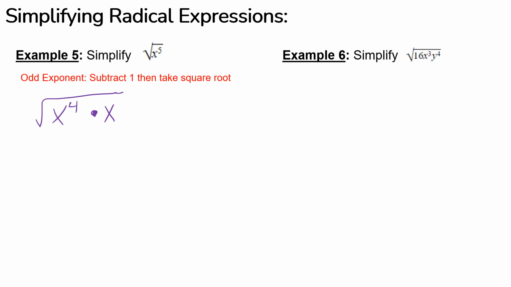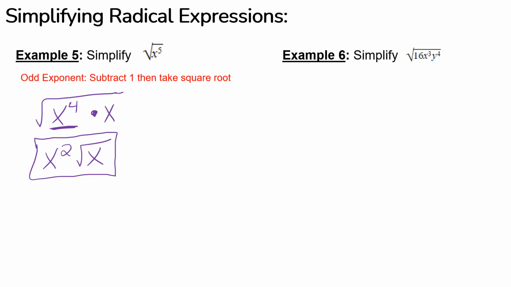So now I have my perfect square and I have an imperfect square. Just like with a number, you want to take the square root of the perfect square. So the square root of x to the 4th is x to the 2nd, and I leave my imperfect square, x to the 1st, under the radical. Just to recap: if you have an odd exponent, subtract 1, take out one of those bases, and leave that imperfect square under the radical after taking the square root.